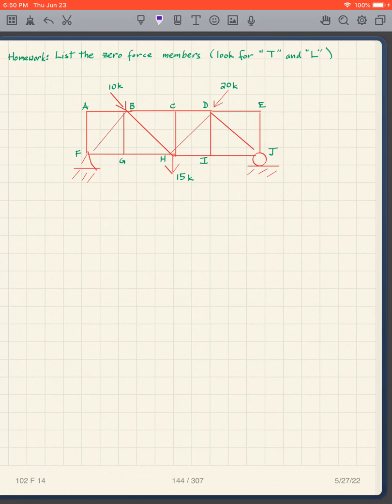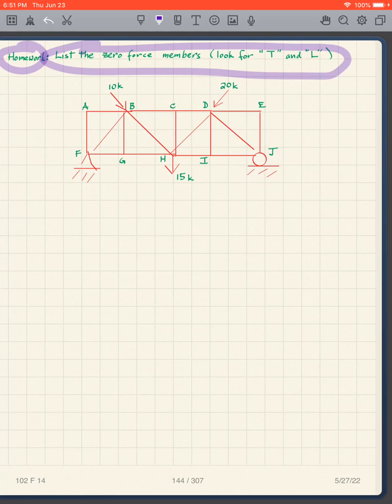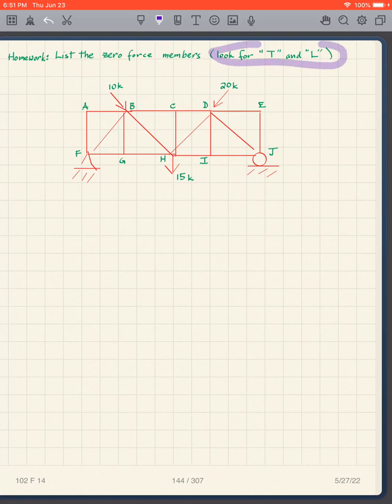Okay, so you need to apply this. So this is a little homework here. Do this problem. Very simple, no calculations involved. Just list the zero force members, which means you look for the T's and the L's. So pause the video here and find the zero force members.